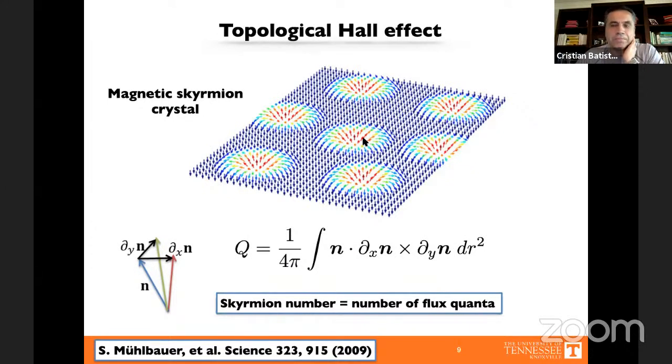Now, someone could complain and say that, actually, in all these materials that exhibit Skyrmion crystals, there is still a net magnetization, right? Because these Skyrmion crystals are induced by magnetic field, right? So besides the antiferromagnetic component, there is also a ferromagnetic component induced by the field.